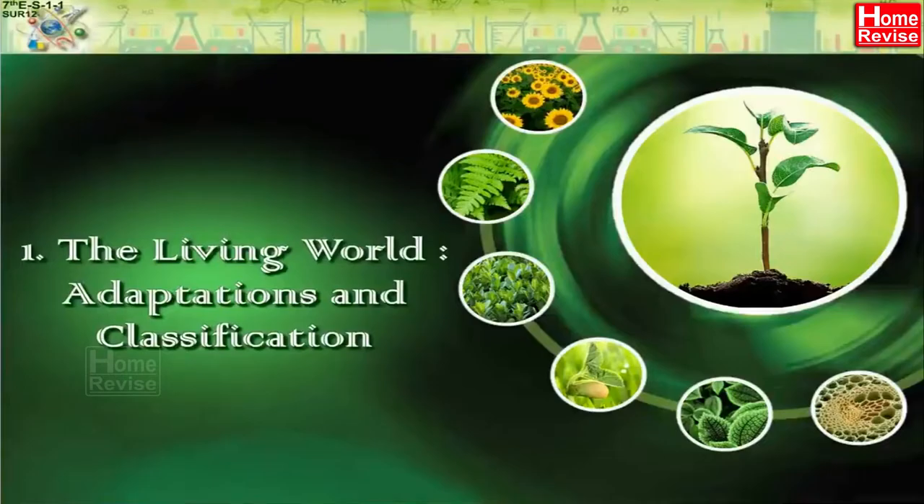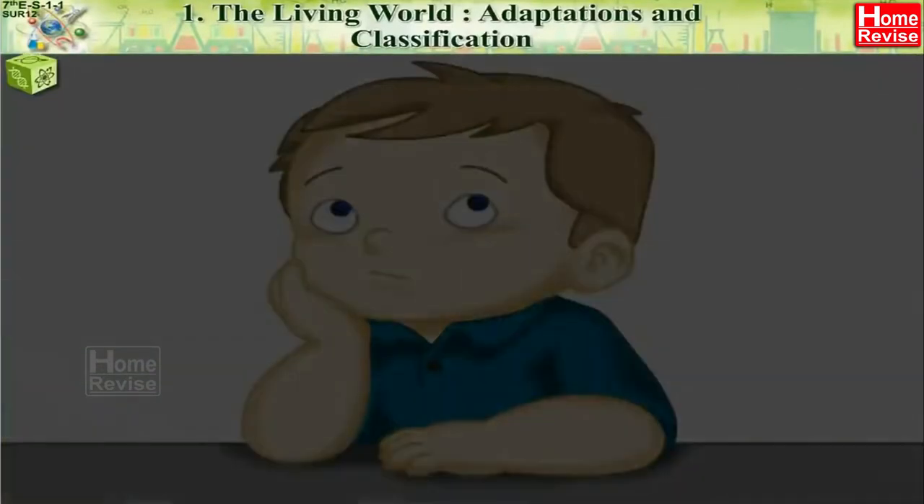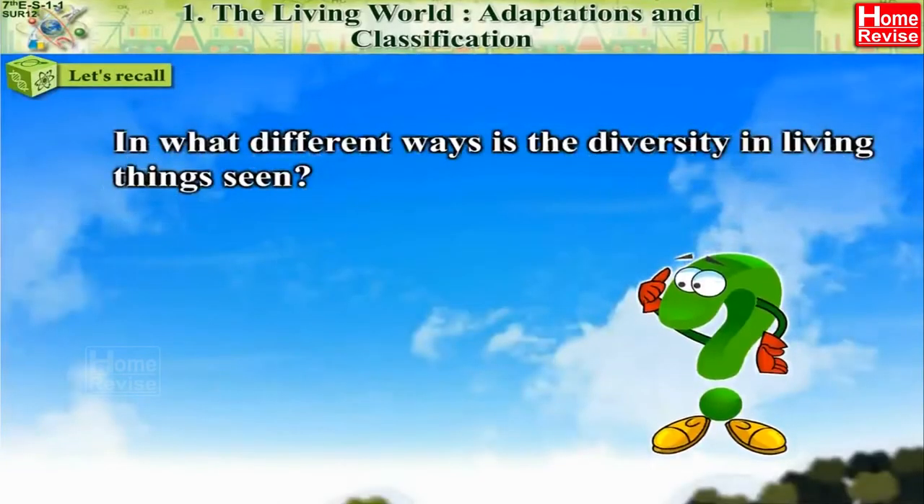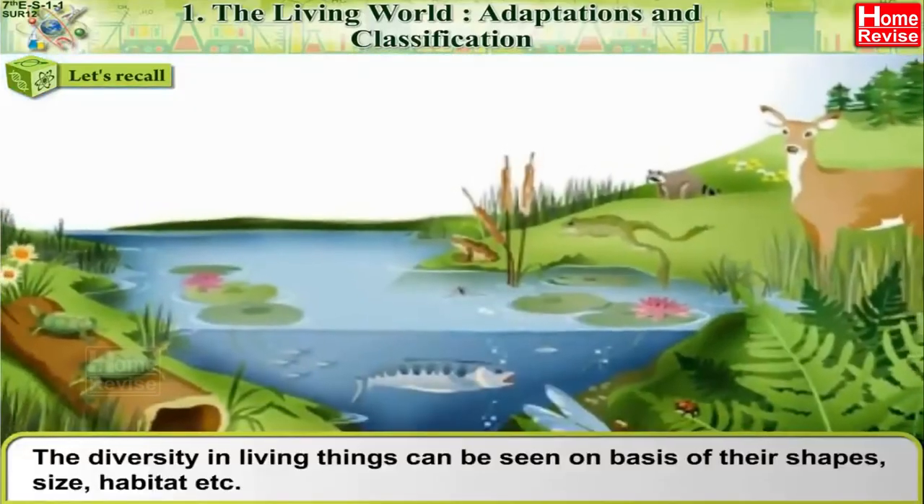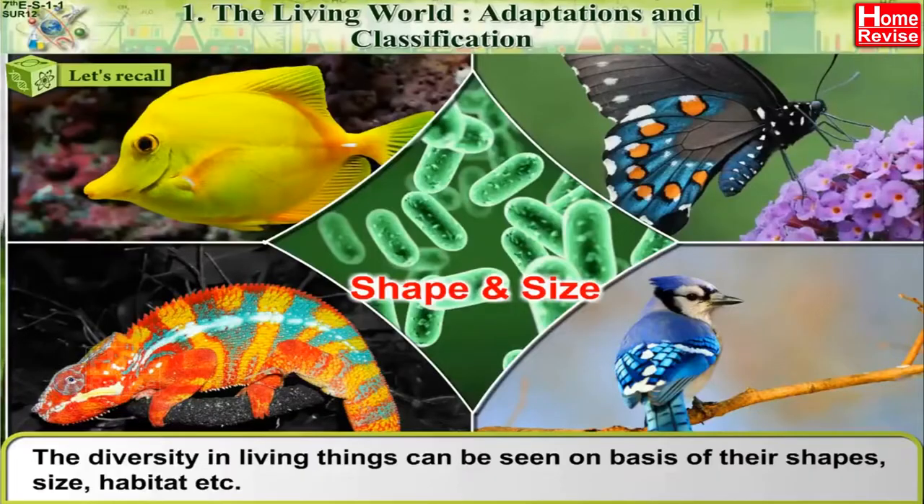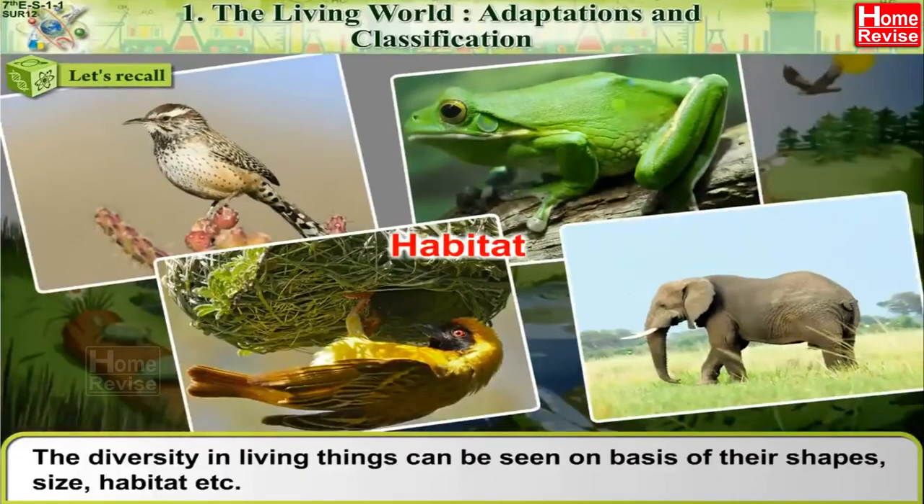Chapter 1. The Living World. Adaptations and Classification. Let's recall. In what different ways is the diversity in living things seen? The diversity in living things can be seen on basis of their shapes, size, habitat, etc.